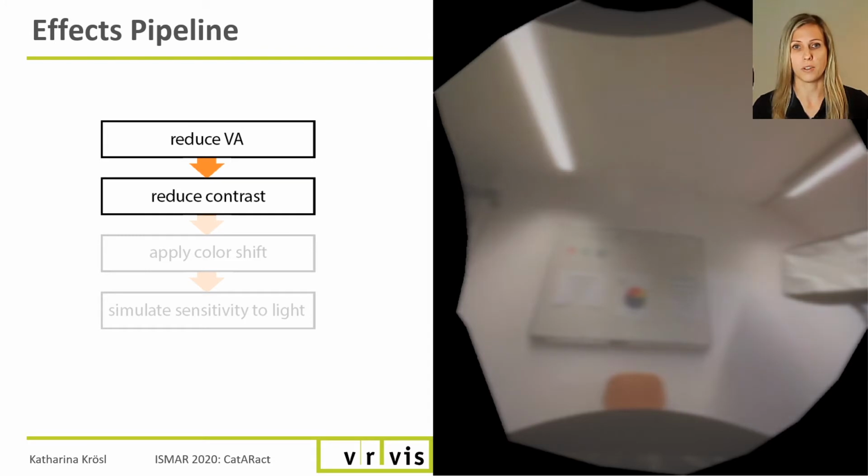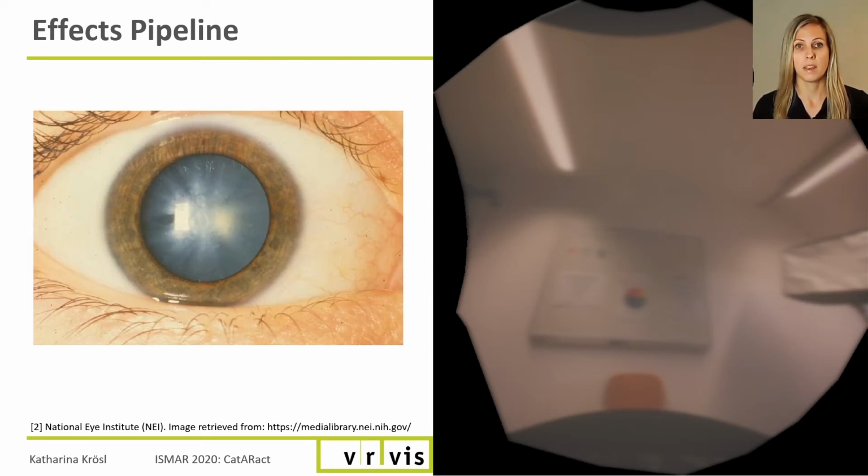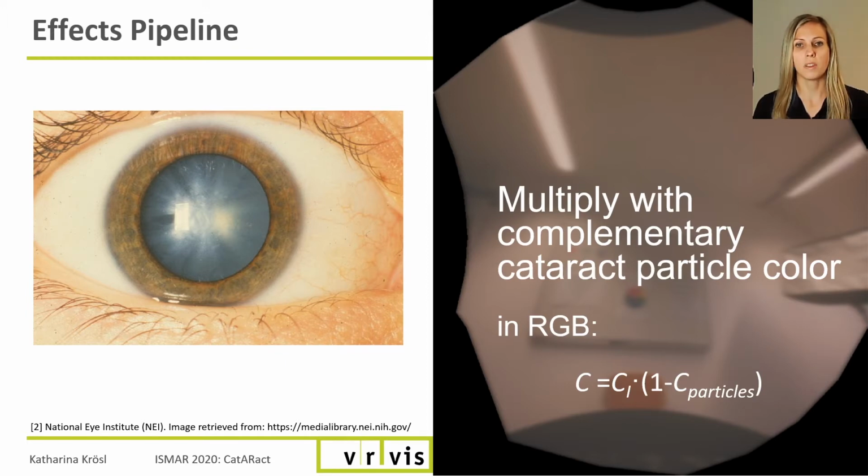Next, we apply a color shift. The tinted vision that people with cataracts sometimes experience is caused by particles in the lens that absorb or reflect parts of the incoming light. The lens often appears bluish-white. This part of the incoming light does not fall onto the retina. Therefore, the resulting color shift can be simulated by multiplying the image color with the complementary color of these cataract particles. Since this is a physical and not a perceptual process, we do our calculations in linear RGB and not in a perceptual color space.